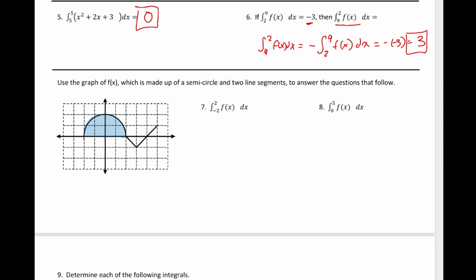Now the formula for area of a semicircle is just half of the area of a circle. So this would be half of pi r squared, where r in this case would be 2. 2 squared is 4. Half of 4 is 2. So this is just going to be 2 pi.